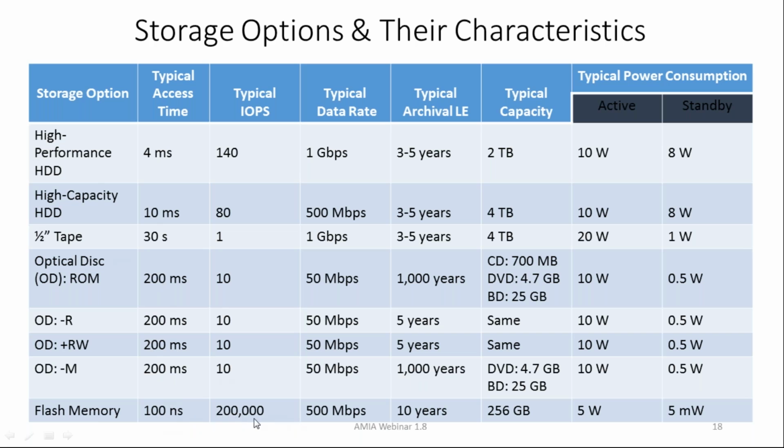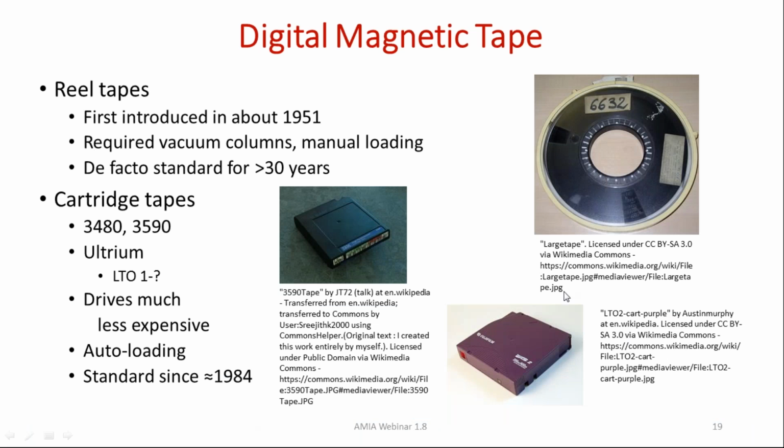Its IOPS, that's where you get the high IOPS rate. If you're going to get 1.5 million IOPS, it's not going to come from any of these options here because they're just too slow to support that. It will come from your solid-state drives or from your flash memory. Data rates in the 500 megabits per second or even higher, so very, very high performance. Archival lifetime is about 10 years. Don't expect it to last longer than that. The typical capacity nowadays is about 256 gigabytes, and then we see, of course, a little bit there about the power consumption during the storage.